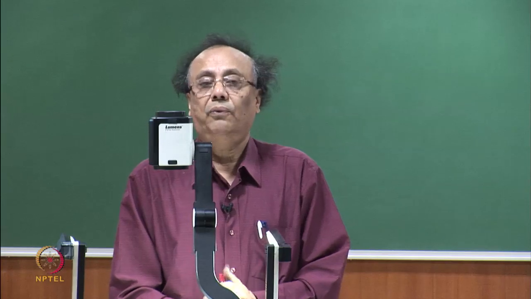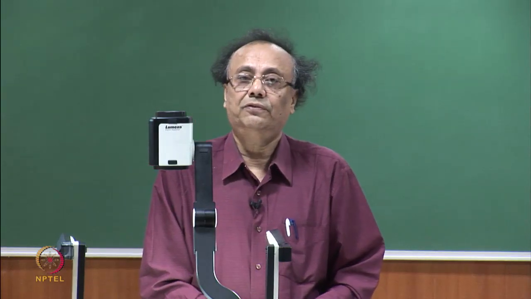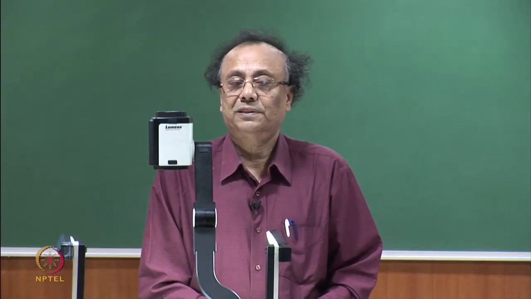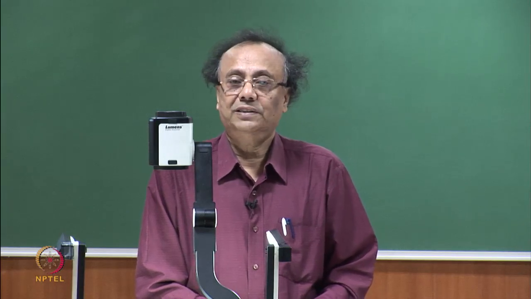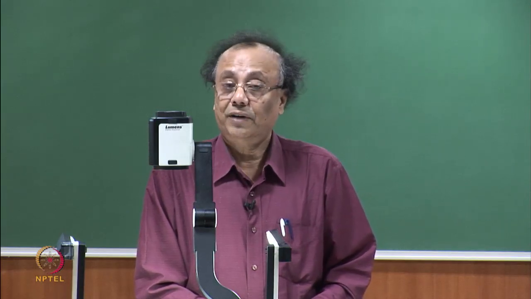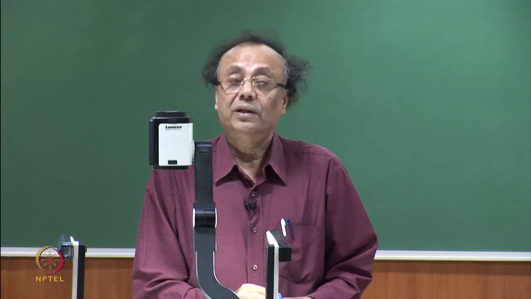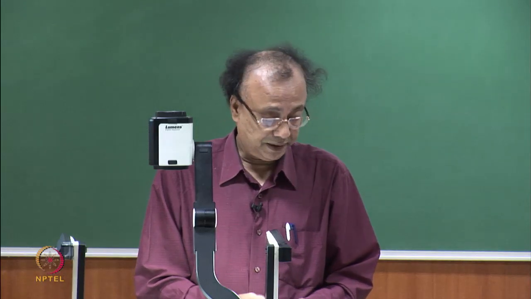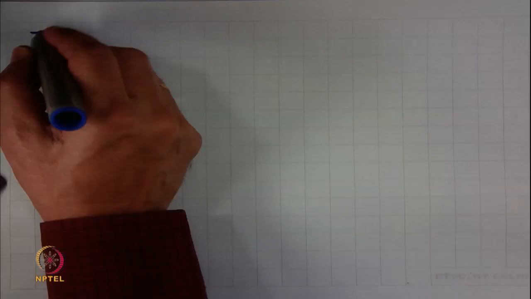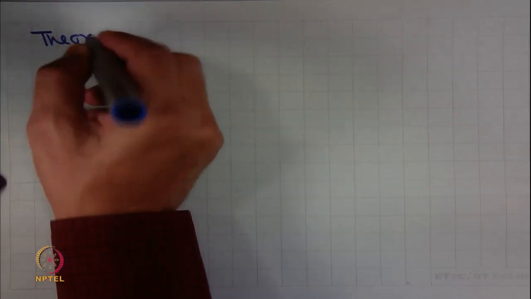Any such property like convexity, which one can extend from the domain of crisp sets to the domain of fuzzy sets with the help of alpha cuts, is called a cutworthy property. So, I will stop the lecture today with one theorem. So, here is the theorem.